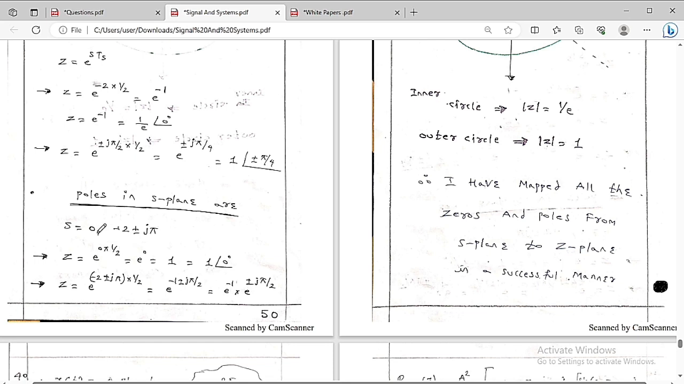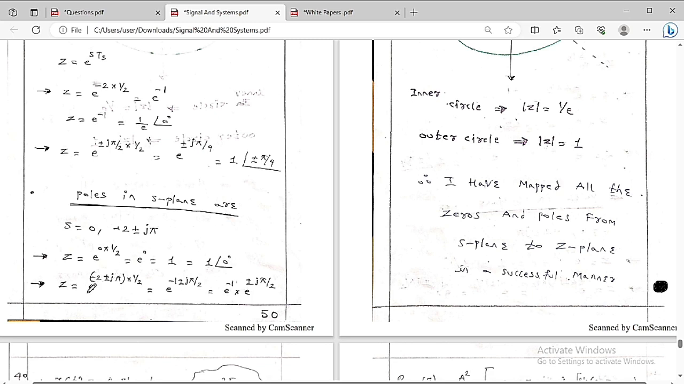How are we going to map it into the Z plane? Z = e^(sTs), with S = 0, gives e to the power of 0, which is nothing but 1. If we convert into polar format, we get magnitude 1 at an angle of 0 degrees.